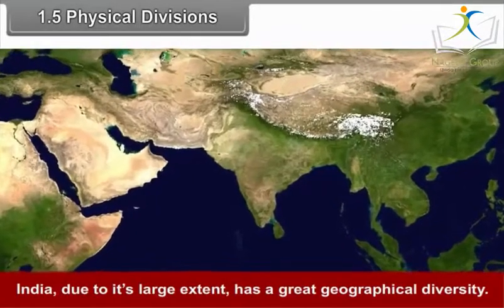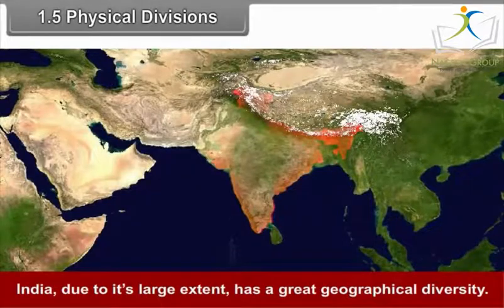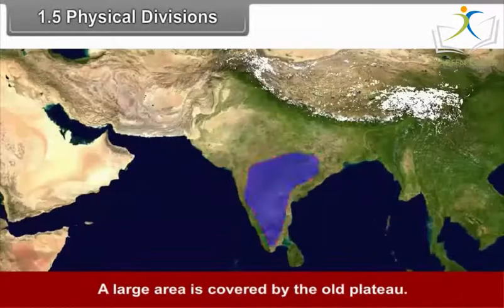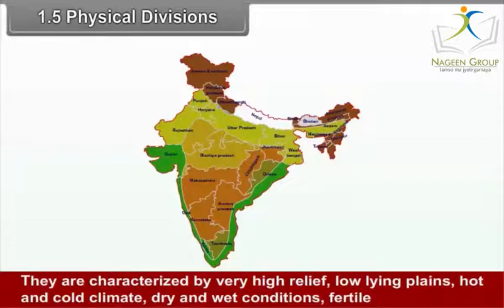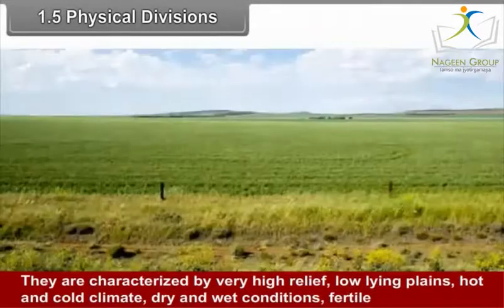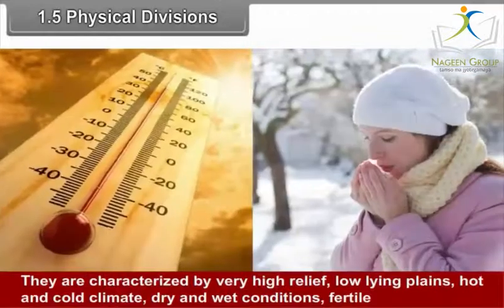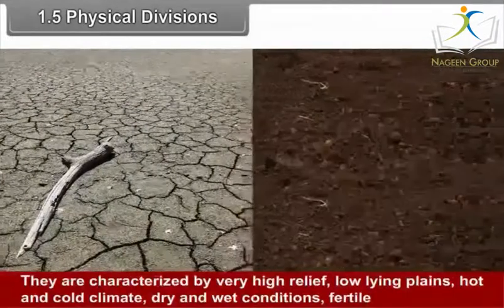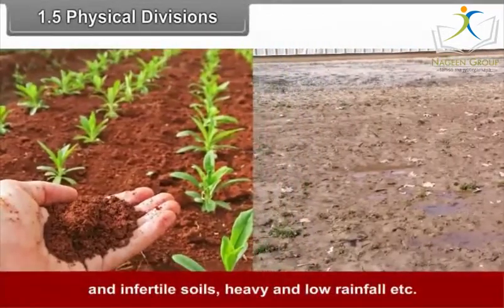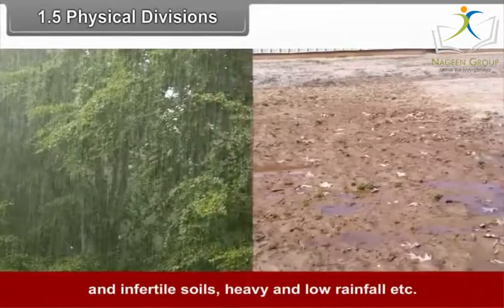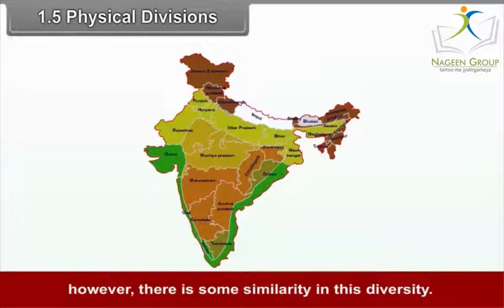India, due to its large extent, has a great geographical diversity. A large area is covered by the Old Plateau. The remaining divisions are relatively younger. They are characterized by very high relief, low-lying plains, hot and cold climate, dry and wet conditions, fertile and infertile soils, heavy and low rainfall, etc. However, there is some similarity in this diversity.